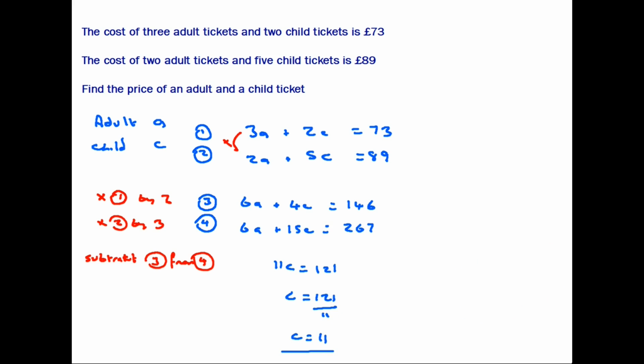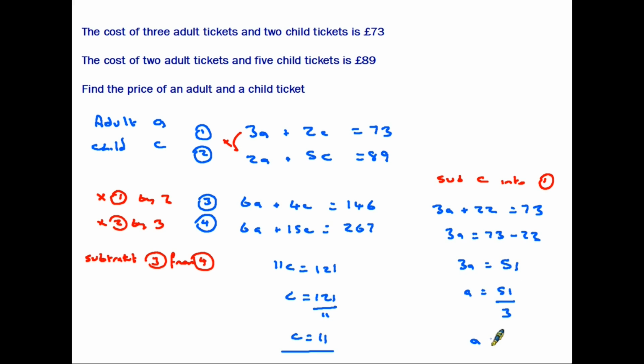Let's substitute that into one of the equations. So we're now going to substitute c into, and we can choose again any of these. Let's use 1. So that means that we have 3a plus 2c, c is 11, so 2 times 11 is 22, equals 73. Therefore 3a equals 73 minus 22. 3a therefore equals 51. A equals 51 divided by 3. A equals 17. So c equals 11, a equals 17. Going back to your question, that means a child's ticket is £11 and an adult ticket is £17.